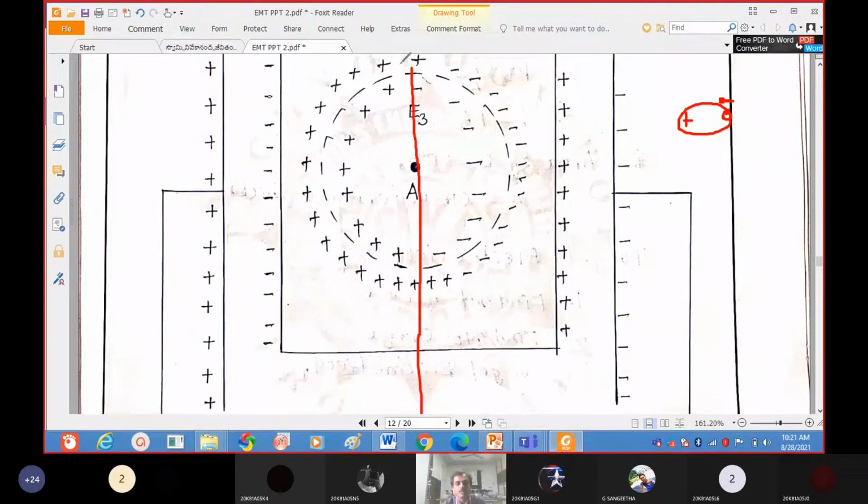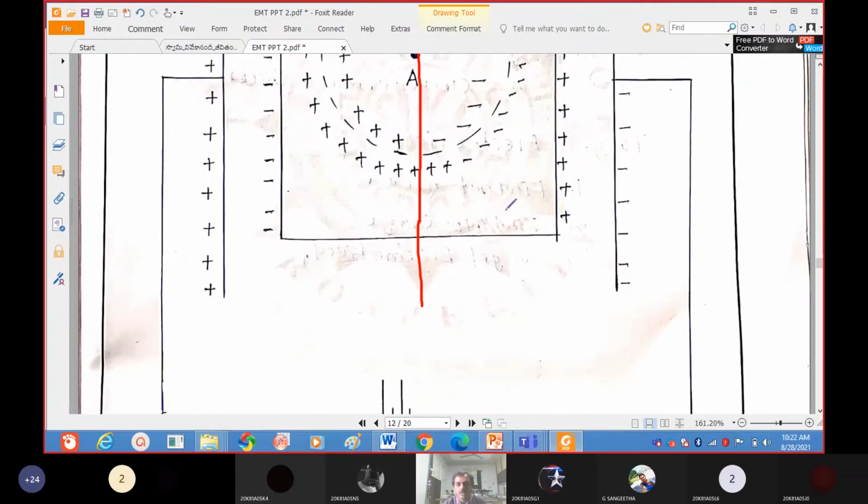Now coming to E4. E4 is on the surface of the sphere. Due to this positive charge, some charge is accumulated on the surface of the sphere. Similarly, due to this negative charge, some charge is accumulated on the surface of the spherical cavity. Due to this charge, what is the electric field acting at this point? That is E4.